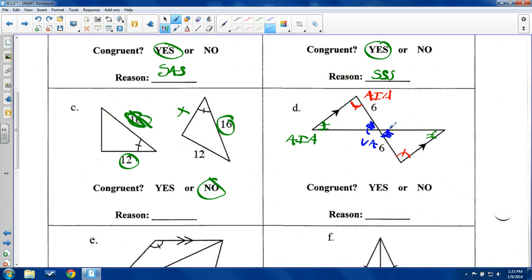So now we have three angles, and we could show that this triangle is similar to this one, but are they congruent? Well, here we have 6, and here we have 6. That doesn't automatically mean they're congruent. We want to see what angles they're between.